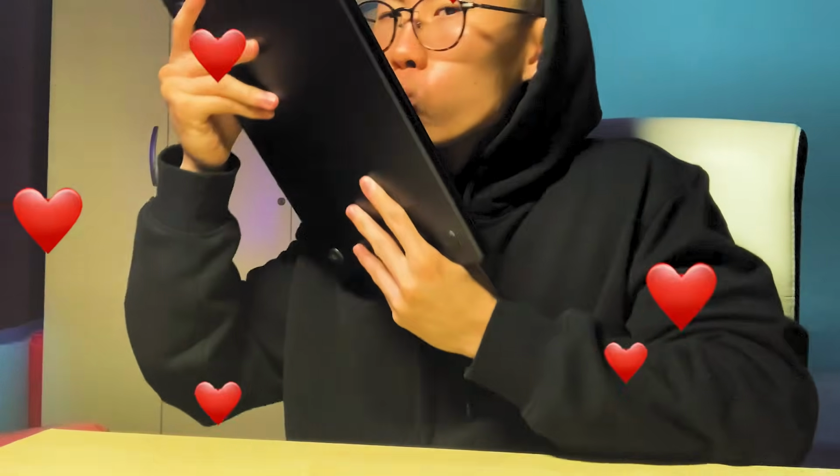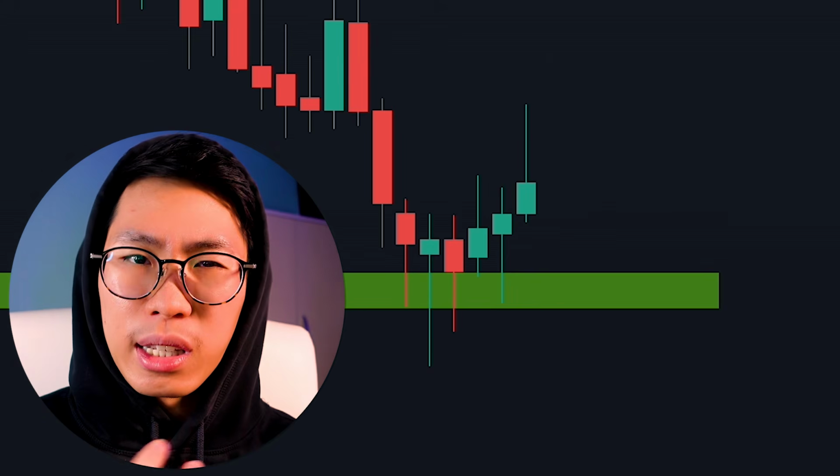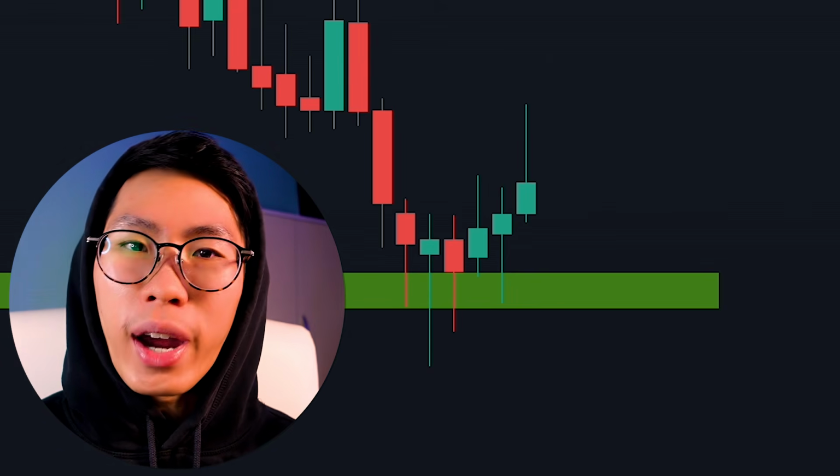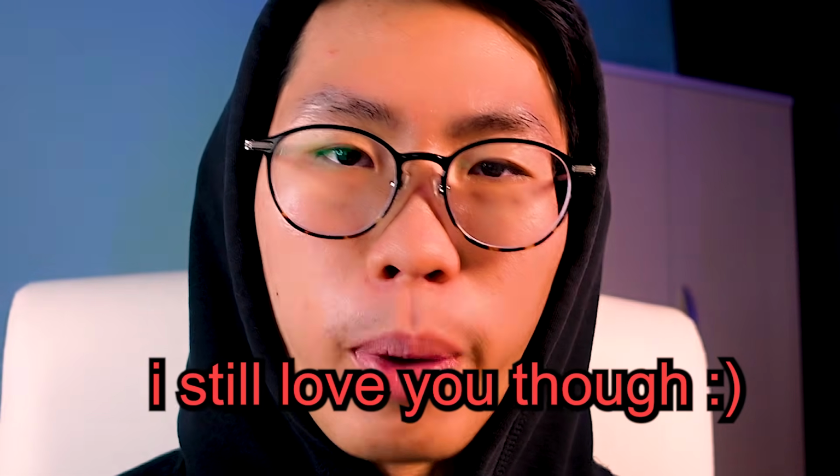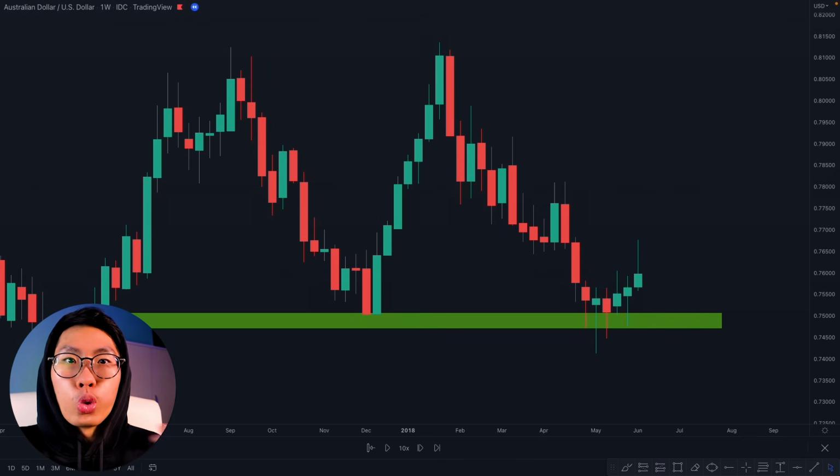It's just like, you know, the person that you like, but who doesn't like you back. No matter how much you try, she's still not gonna like you back. This is what's happening right here. The candlesticks do not want to budge.